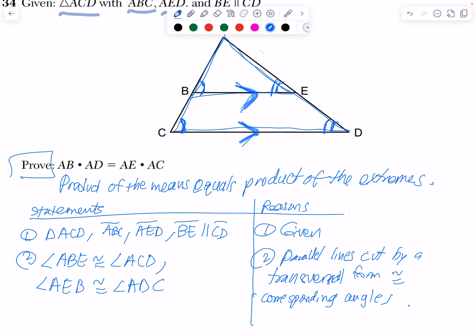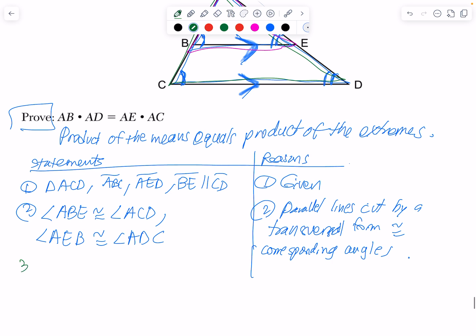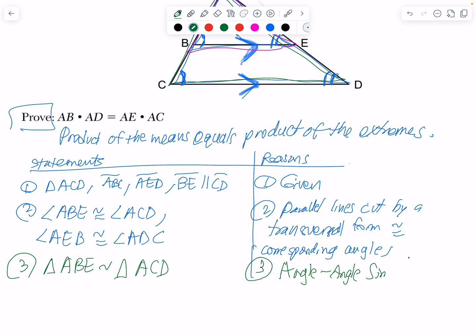Now, what we just showed was that in these two triangles, the small one right here and the entire big one right here, they're going to be similar because they have two sets of angles that are congruent. So that's our next step. So triangle ABE is similar to triangle ACD by the angle-angle similarity theorem.